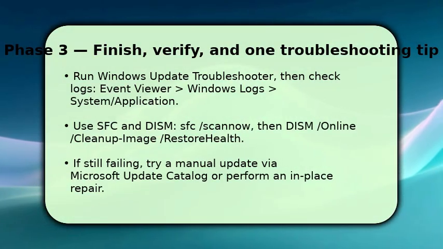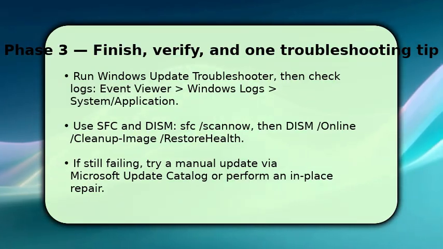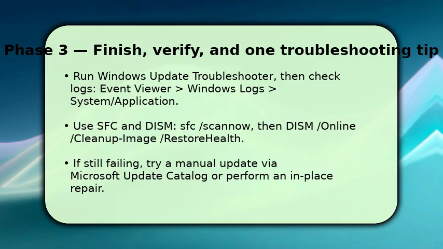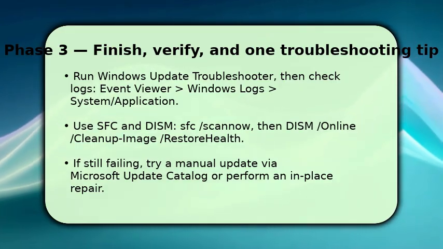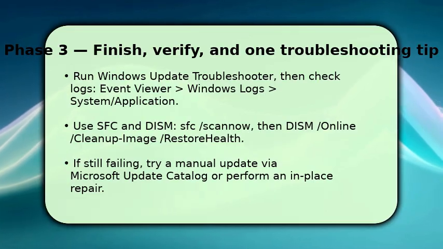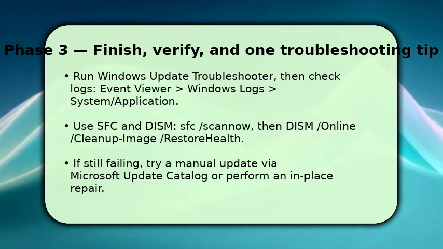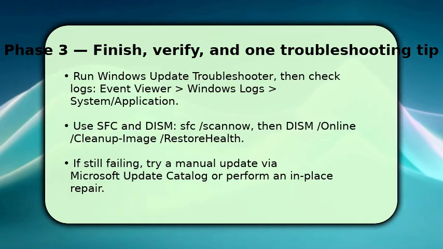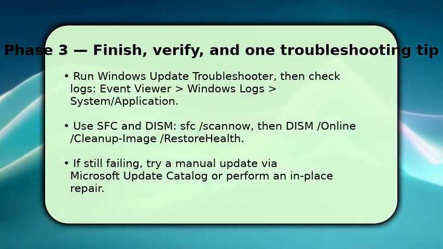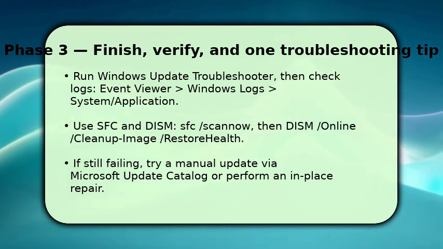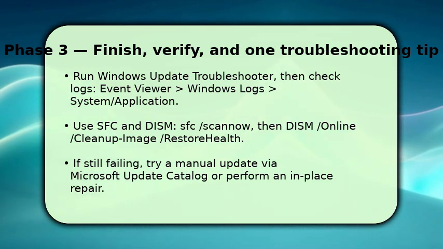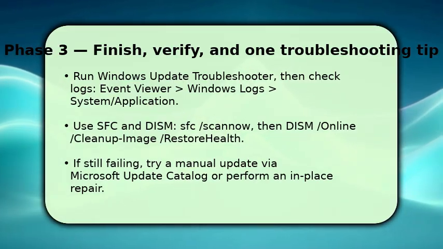Run the built-in Windows Update troubleshooter to automate common repairs and inspect Event Viewer for specific error codes that explain why searches fail. Then run sfc /scannow to fix corrupted system files and follow with DISM /Online /Cleanup-Image /RestoreHealth to repair the component store. Once done, try updates again. If problems persist, download the exact update from the Microsoft Update Catalog or perform an in-place repair to replace system files.